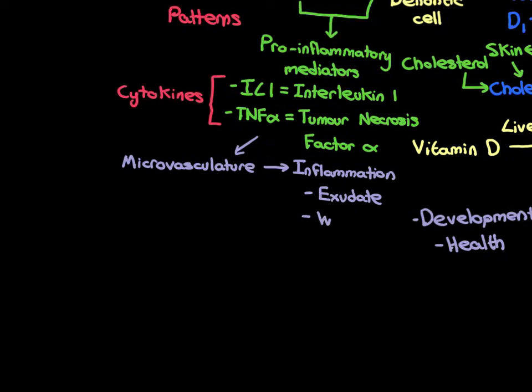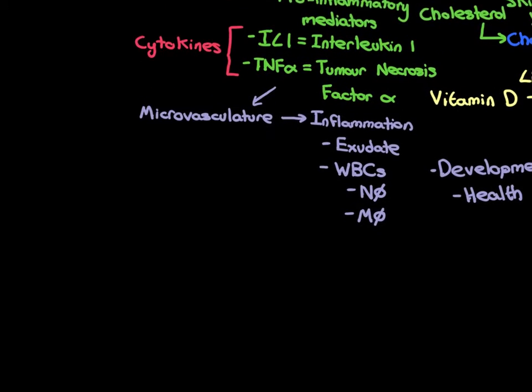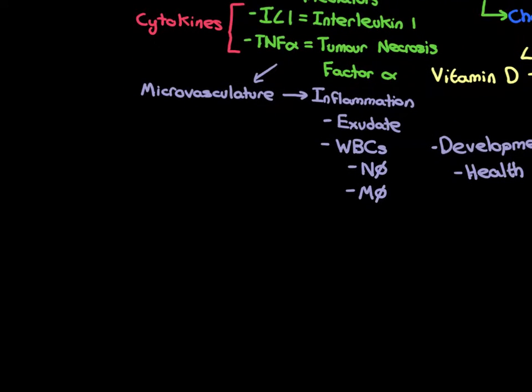And the other big thing that's going to happen is, of course, you're going to bring in white blood cells, which are abbreviated down to WBCs, and the two major types of white blood cells that you're going to bring in are the neutrophil, which I'm abbreviating down to N and then the Greek letter phi, and macrophages, which are abbreviated down to M-phi.